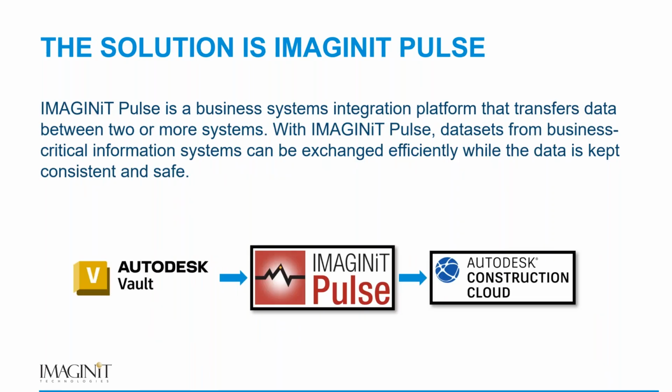And really, that's where IMAGINiT Pulse comes in. And I'll say, simply put, Pulse is a systems integration platform. It is meant to link two somewhat disparate systems and have data flow in between them. So in our case, it's Vault through Pulse to the Construction Cloud. We can link to ERP systems. We can link to other, the acronym is escaping me.